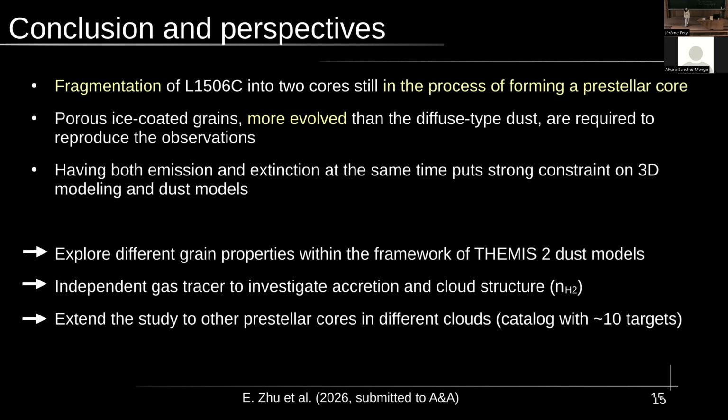Any other questions for you? So you see grain growth, if I understood correctly. I'm not a specialist, so naively, the peak of the distribution of the grains is evolving from which size to which size? The grain sizes of evolved grains are between 0.1 micron and 0.7 micron. So with grain growth, I mean there are grains with 0.1 micron size that are present. So they are already certainly larger than the diffuse type dust in the diffuse ISM.